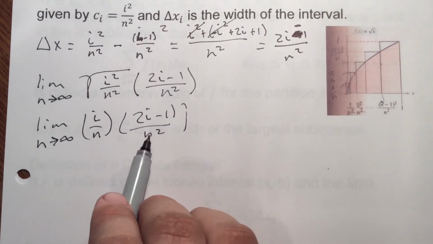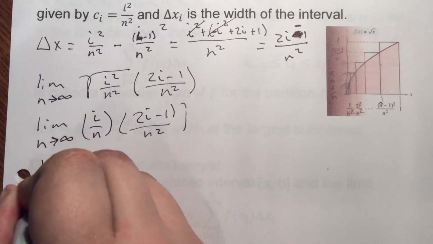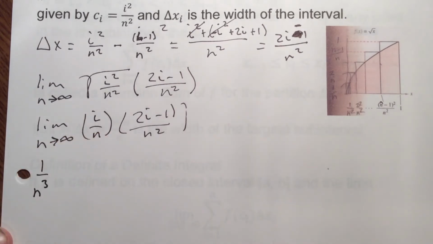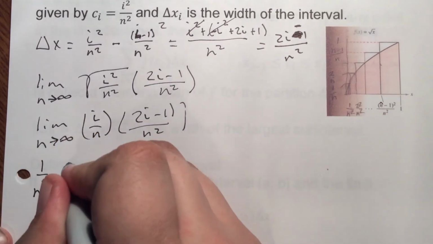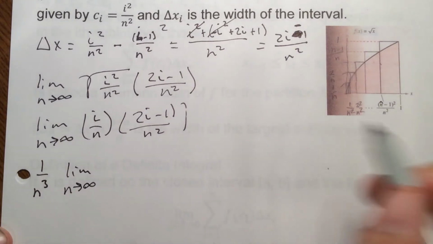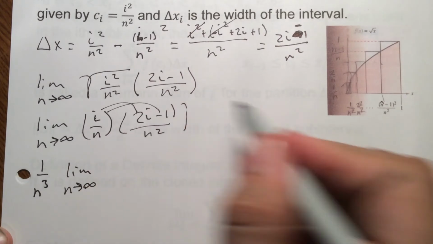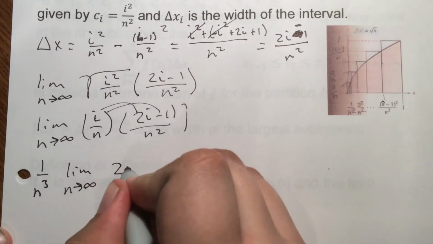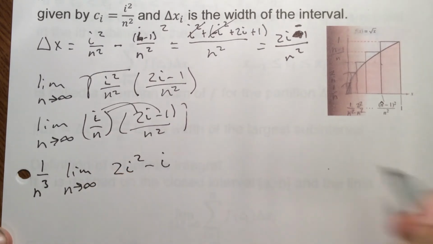So we have an n times n squared. Out front we can move the n cubed, 1 over n cubed, because it's on the bottom. Limit as n goes to infinity. The i would have to get distributed to each of those, so 2i squared minus i is what we're going to have left on this side. If you want to look back at 4.2, that's where those summation formulas come in.